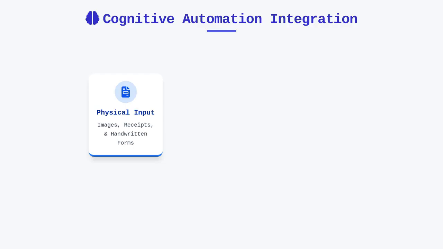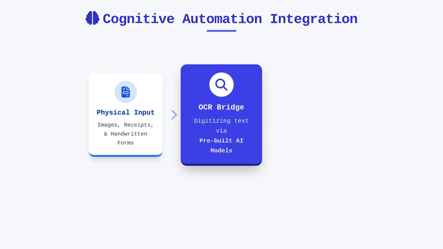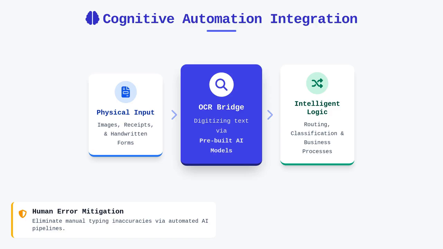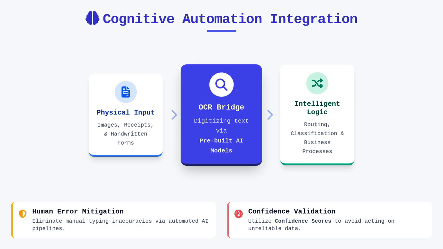Text recognition, or optical character recognition, acts as our bridge between the physical and digital worlds by extracting printed or handwritten text from images. When you employ these pre-built AI models, you stop manually typing data from receipts or forms and instead rely on an automated pipeline that feeds directly into your business processes. It is vital to remember that these models effectively mitigate the inaccuracies introduced by manual human entry. Once the text is digitized, we can chain these operations together to handle higher-order tasks like routing and classification. Designing these workflows requires a clear understanding of the confidence scores these models return to ensure you are not acting on unreliable data.